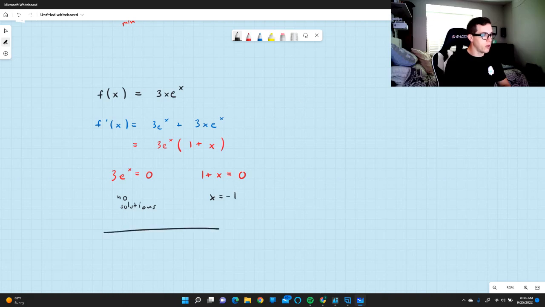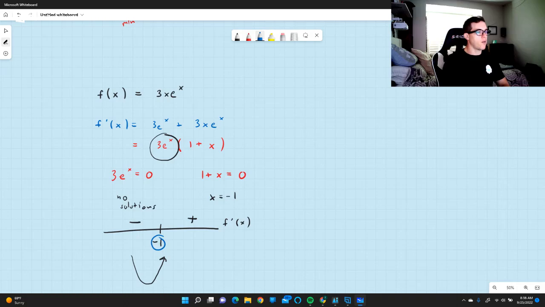So make our number line, negative 1. Label your number line. And plug in something bigger than negative 1, like 0. We get a positive times a positive. Like I said, this is always positive, so we have positive. And then we plug in negative 2, we get a negative. So this graph decreases, levels out, and increases. That means this point right here is a relative min.